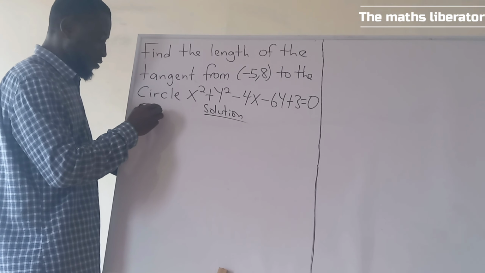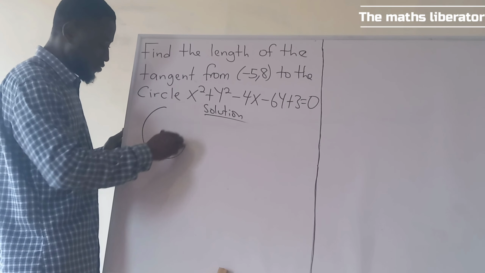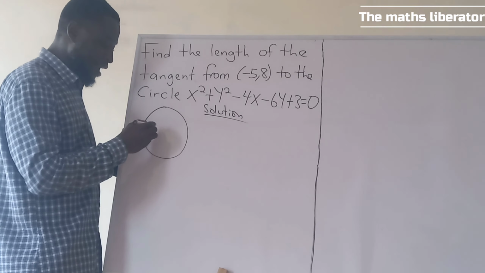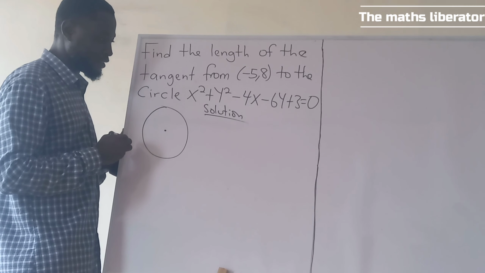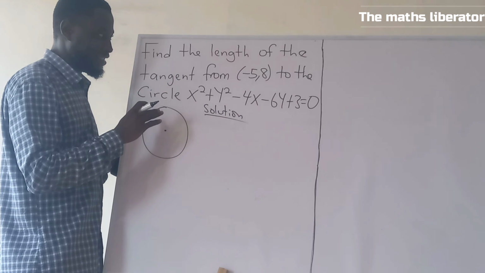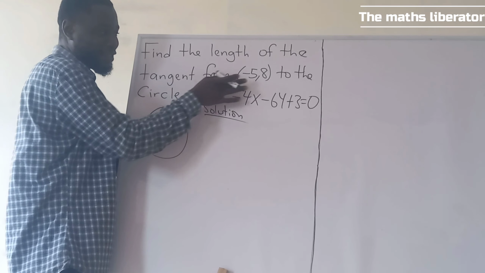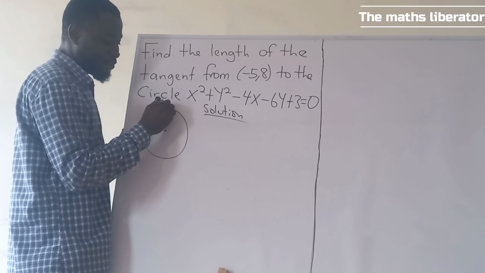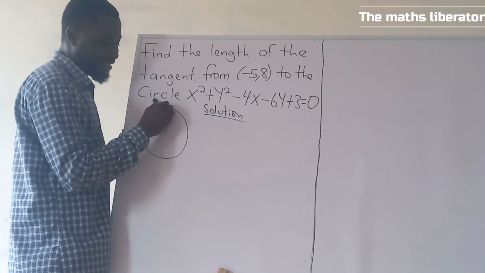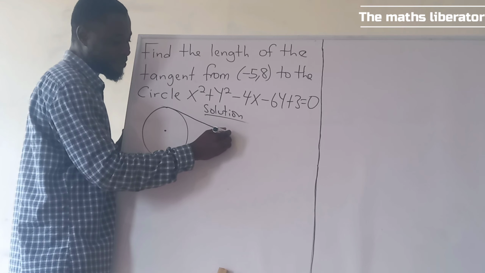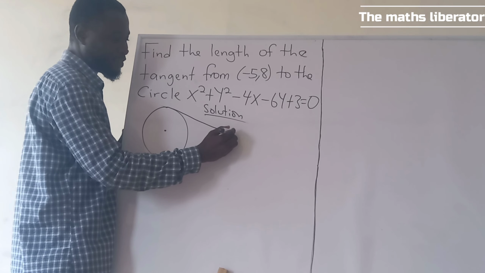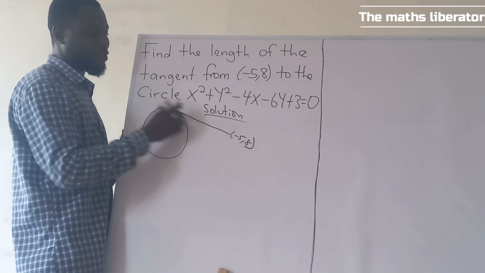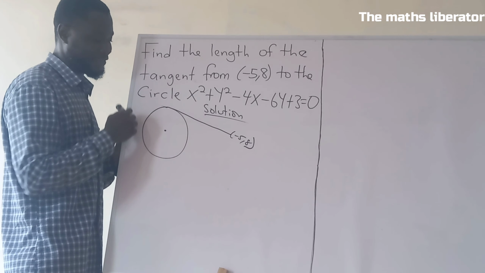First of all, you draw your circle. And you all know that all circles have a center. The question says the length of the tangent is from this external point. So this is the tangent, coming from this point, which is (-5, 8).